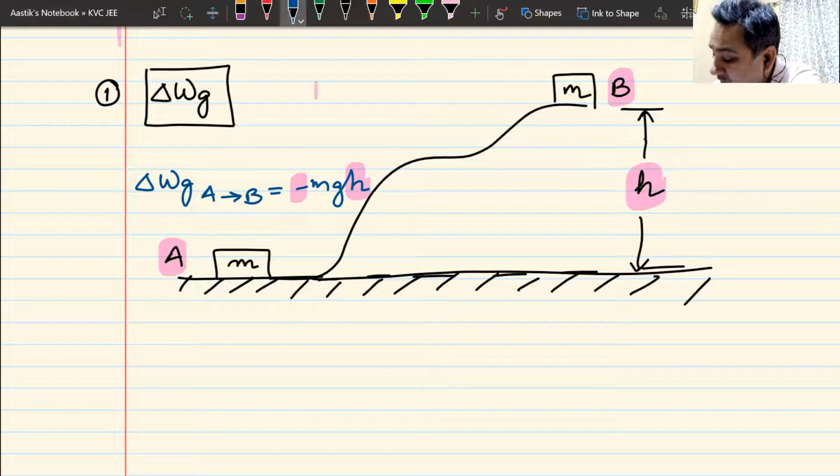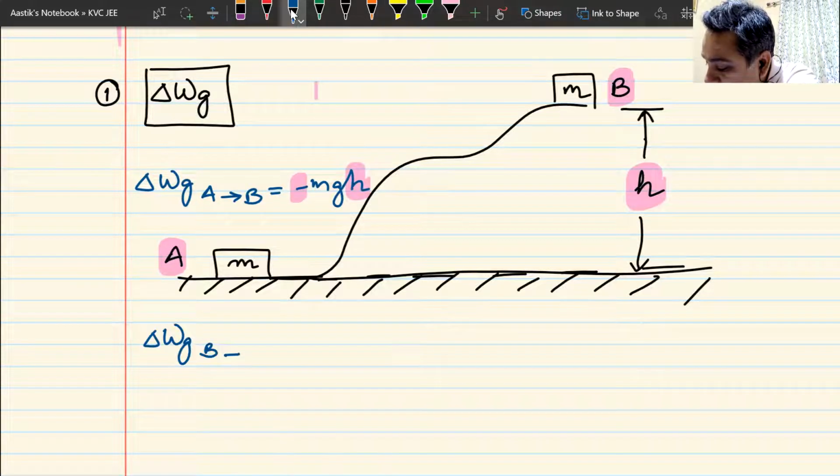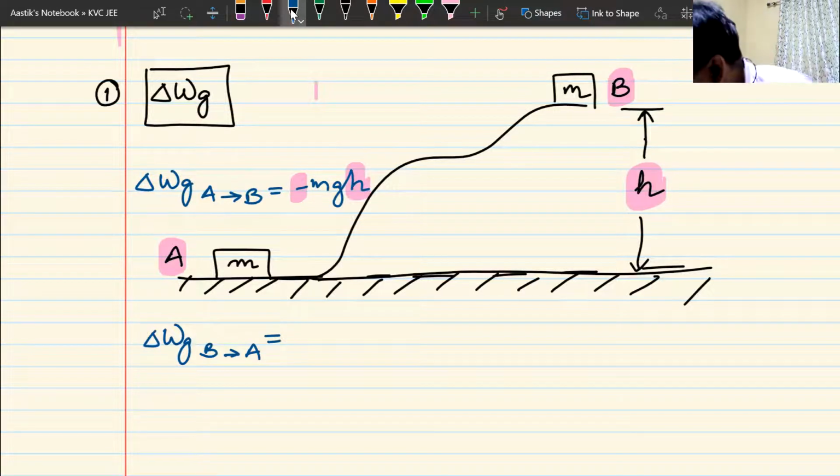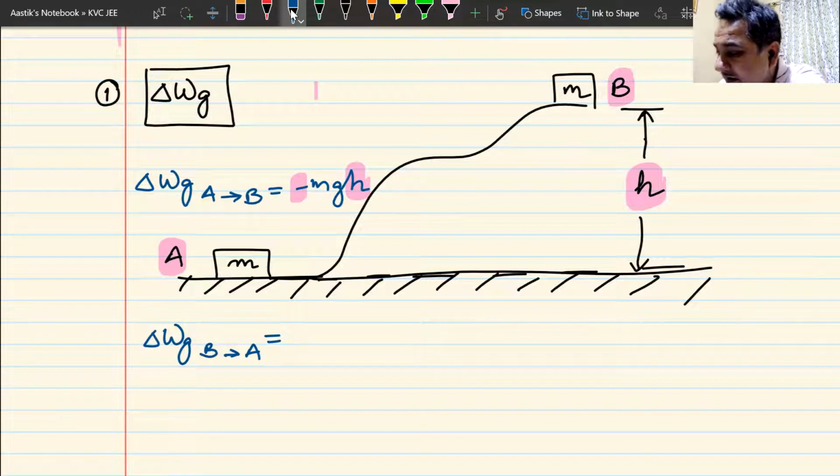Now let me ask the opposite question. What will be the work done by gravity, oops, I forgot to write g, in moving it from B to A? If it goes down from B to A, what will be the work done by gravity in this case? And the answer is pretty simple. When it is moving down, it has to be, well done, I'm getting quick answers now, it should be plus mgh.